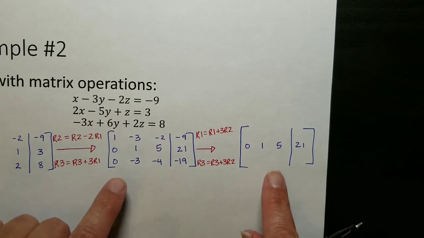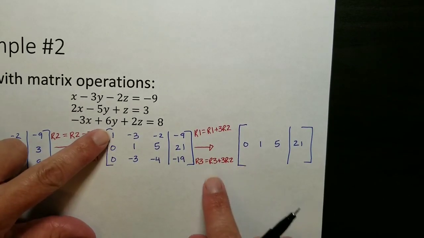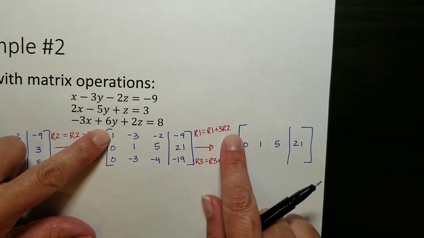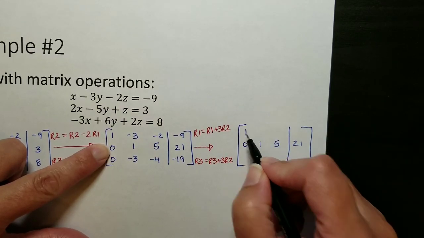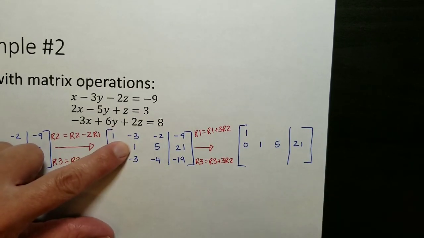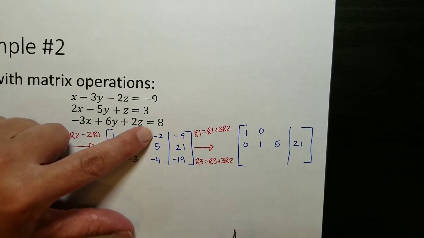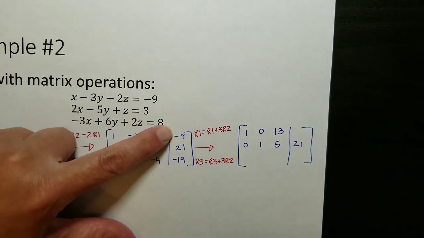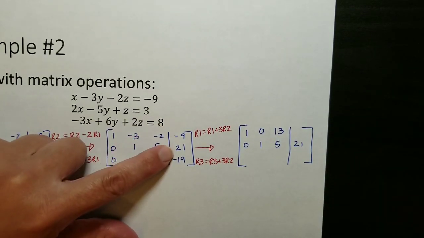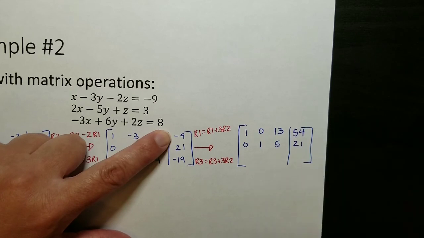Now, you will notice as you go, the calculations get easier because you've got some zeros and ones. So row 1 is row 1 plus 3 times row 2. So 1 plus 3 times 0 is just 1. -3 plus 3 times 1 is 0, which is good. That was our goal. -2 plus 3 times 5 is 13. -9 plus 3 times 21. 3 21s is 63, and a -9 would be 54.